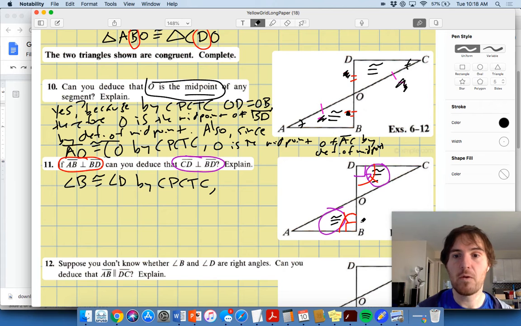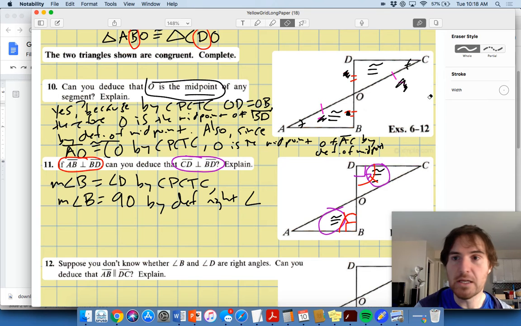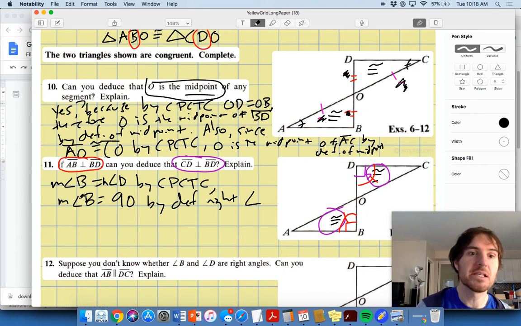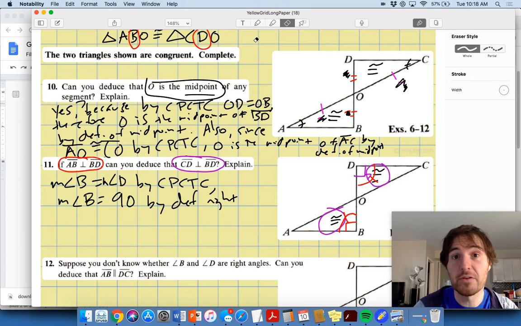And then we also got to say how we would know that this and this, they would measure 90, right? So measure of angle B equals 90 by definition of right angle. And maybe change this to the measurement symbol here. So measure of angle B equals measure of angle D by CPCTC, but measure of angle B equals 90 by definition of perpendicular, right? Because remember, a perpendicular, definition of perpendicular and right angle.